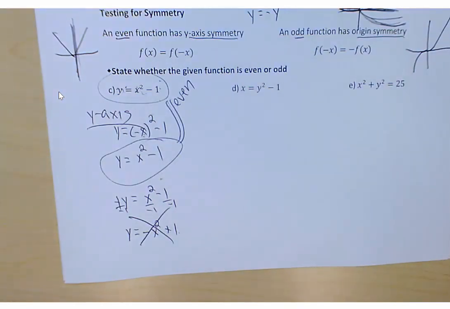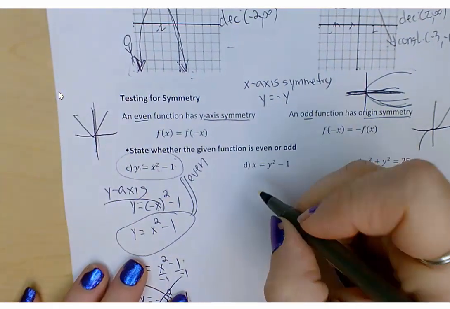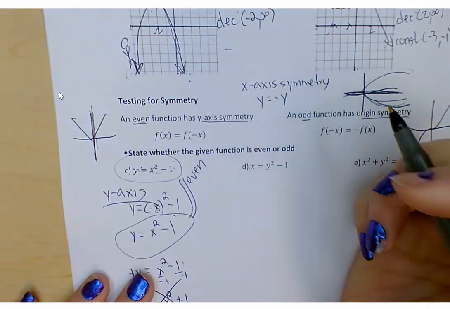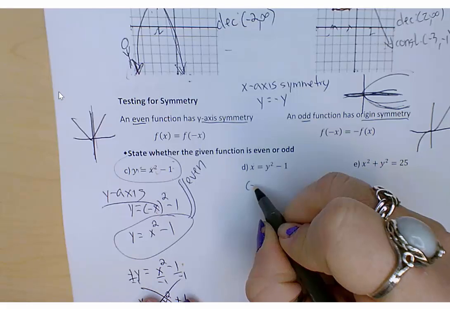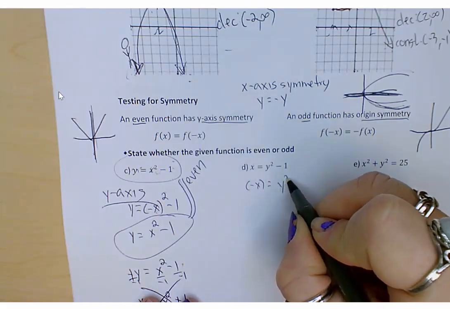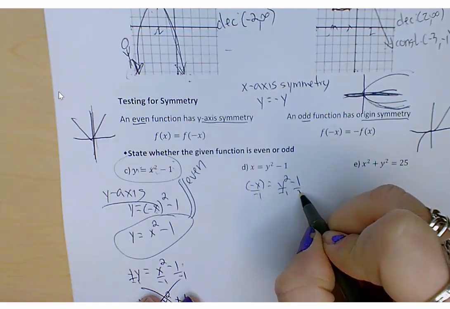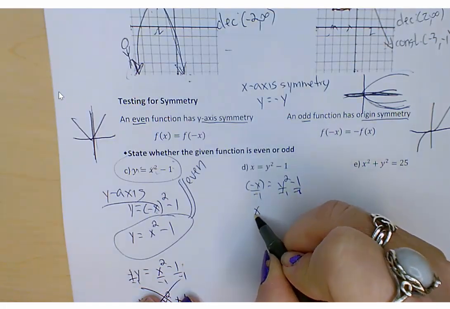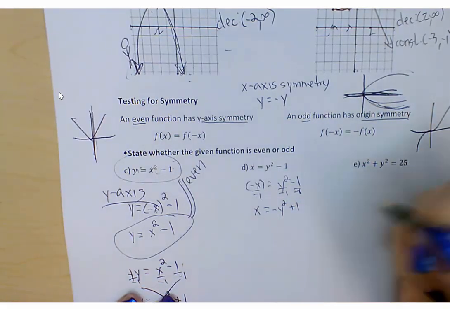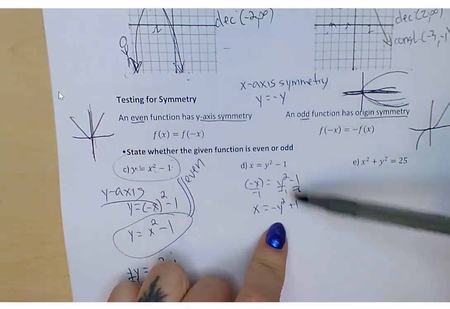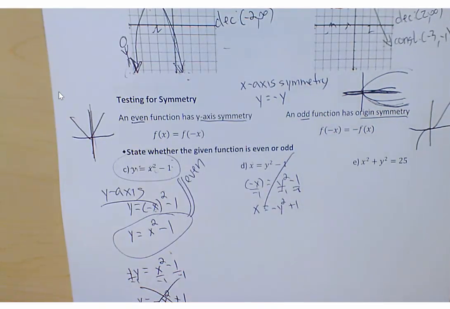Moving on to the next example. So let's just go through the list. Let's check y-axis first. Let's replace x with negative x. Now we can take this x here, plug in a negative x instead, and simplify. If we clear out that negative, we are left with x is equal to negative y squared plus 1. These are not the same thing, right? So y-axis symmetry does not work there.